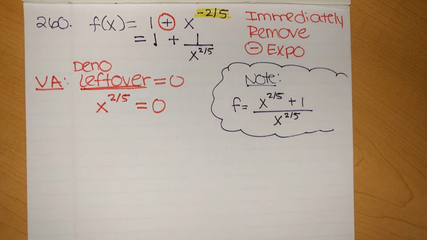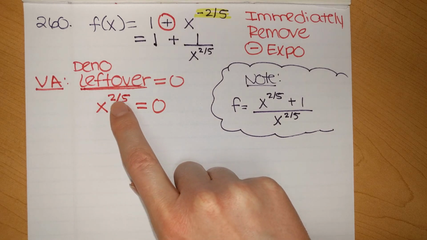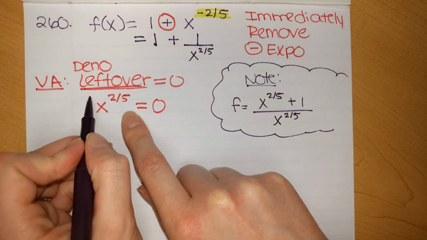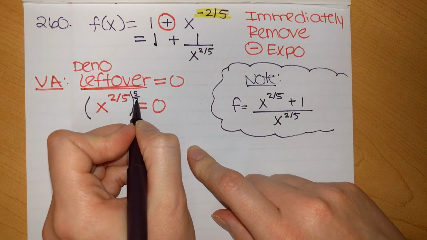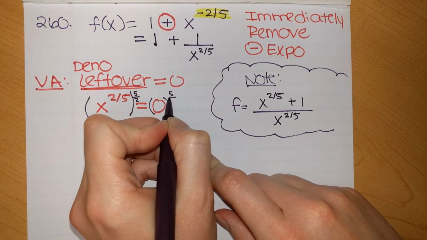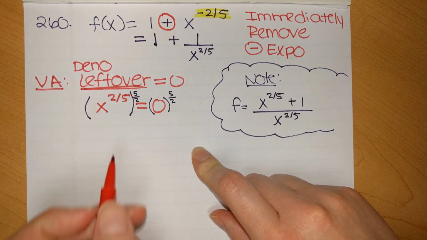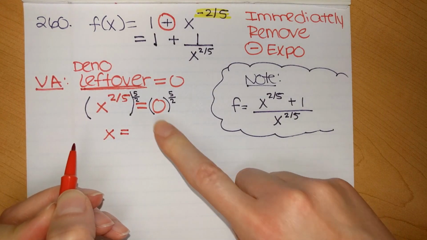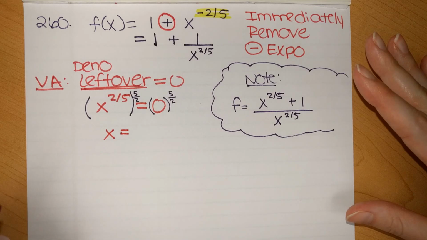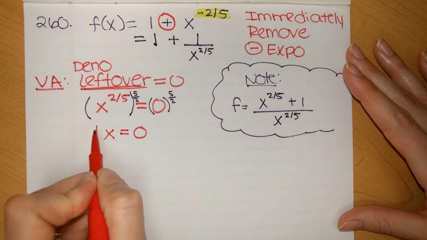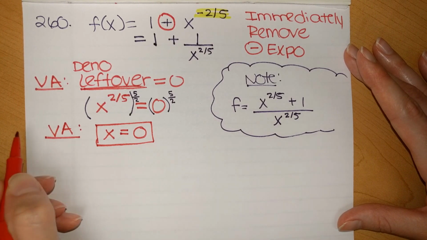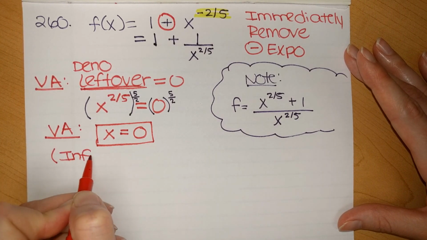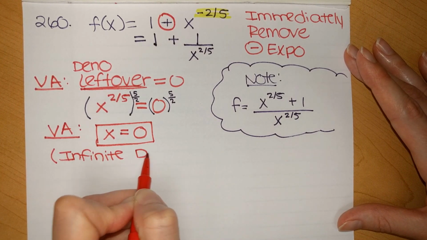So we set that equal to 0, and that will give us our vertical asymptote. So we need to somehow undo this 2/5 power, and the way we do that is by raising to the reciprocal. So we'll raise it to the 5/2, and then on this side, raise it to the 5/2. So that will give us x equals 0, because 0 to any non-zero power will give us 0. So we have x is equal to 0 as our vertical asymptote. And remember, that is also an infinite or non-removable discontinuity.